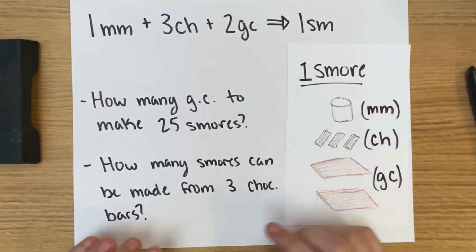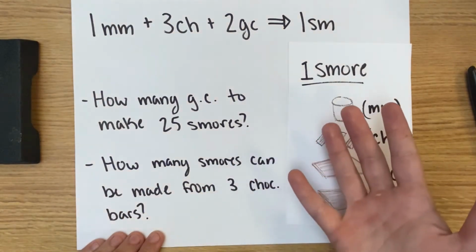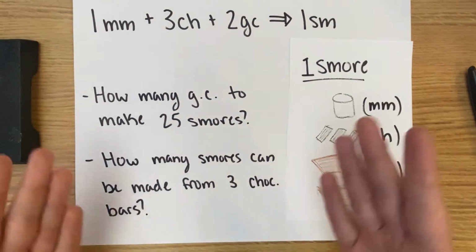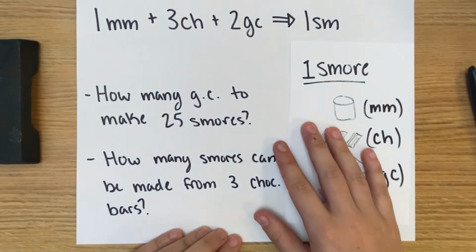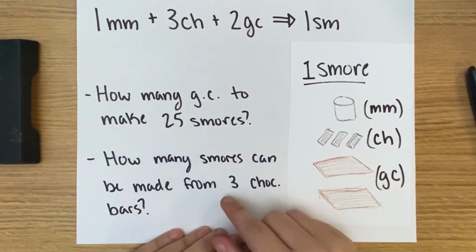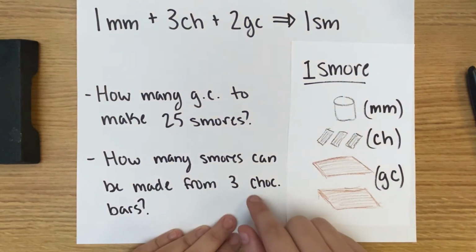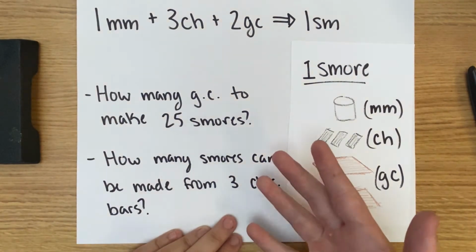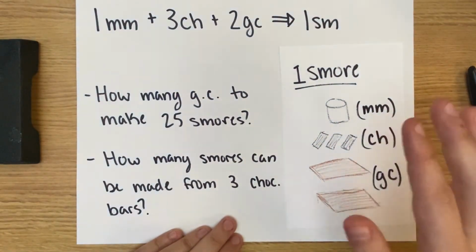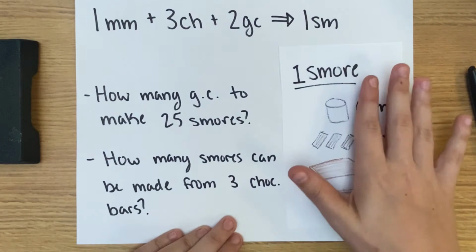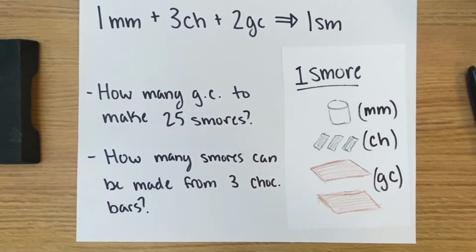You might also be asked something like, how many s'mores could you make from 3 chocolate bars? Well, if 1 chocolate bar has 12 pieces, 1 chocolate bar can make 4 different s'mores. And then if I have 3 chocolate bars, that means I could make around 12 s'mores. So it's really just a relationship of how much stuff you could make using the ingredients that you have.